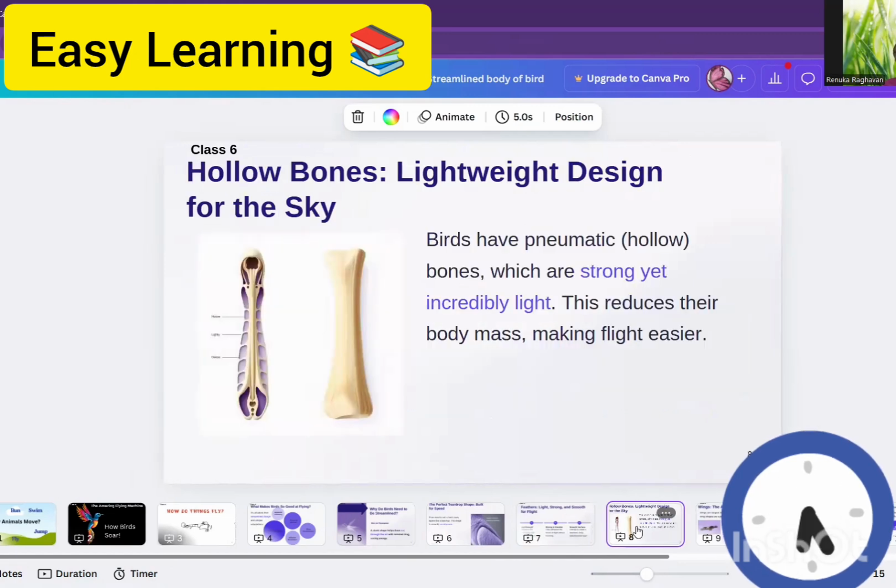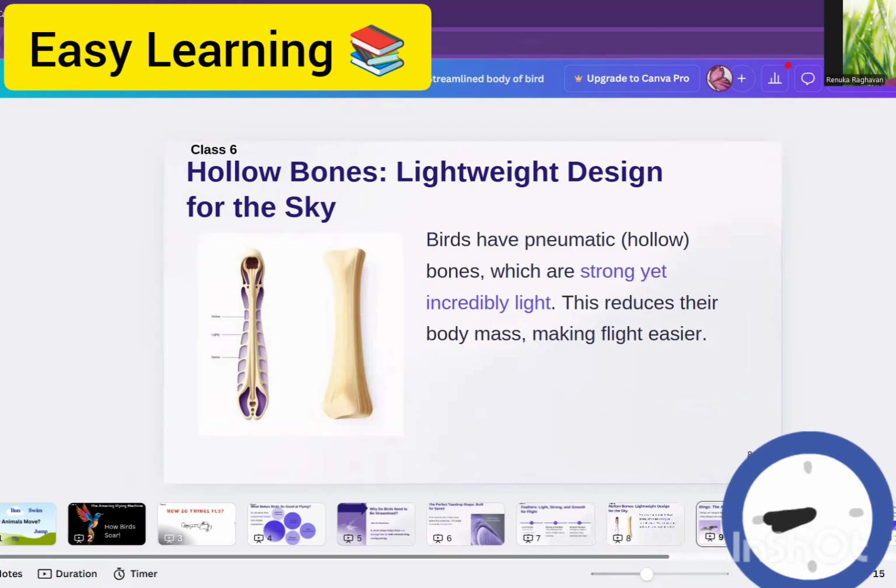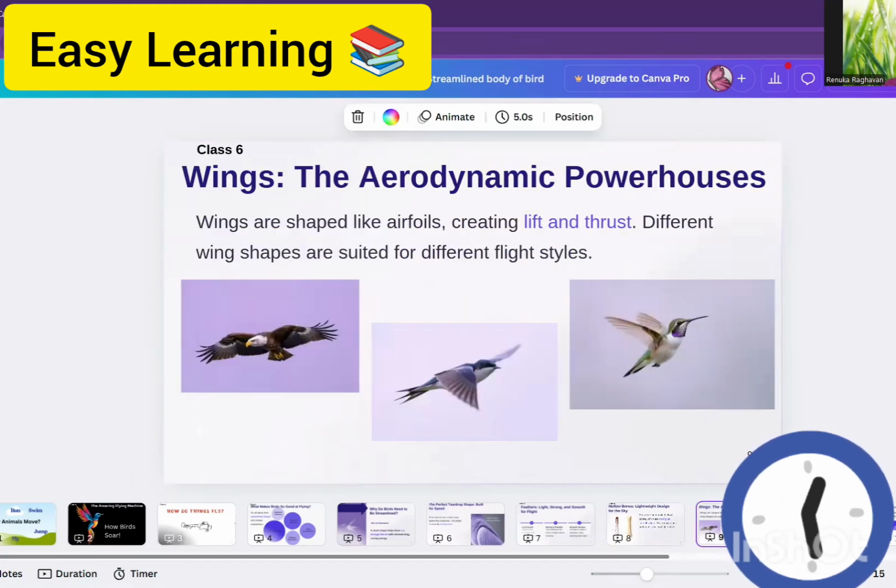Okay. And what about the bones? The bones are hollow inside. They should be very hollow. It should not be heavy. Then only they can lift the body up and fly. And then different birds will have different wings, so that will also help them have all the forces, like lift and thrust, and also the drag and weight.